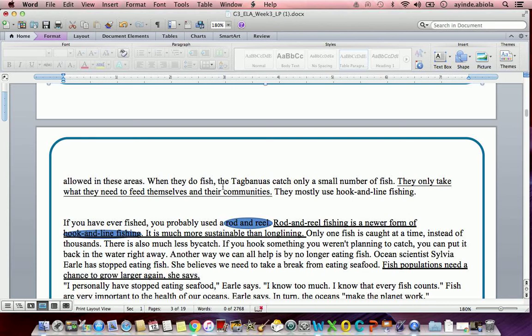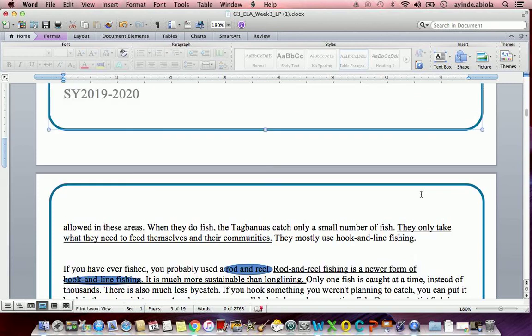When they do fish, the Tagbanuas catch only a small number of fish. They only take what they need to feed themselves and their communities. They mostly use hook and line fishing.